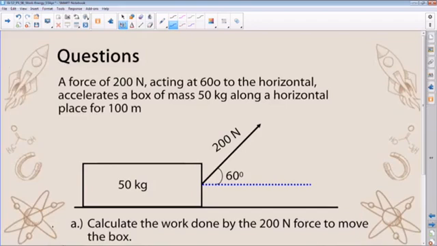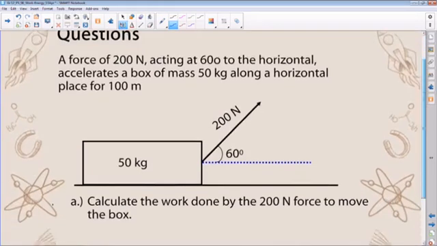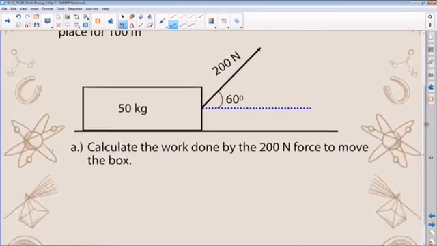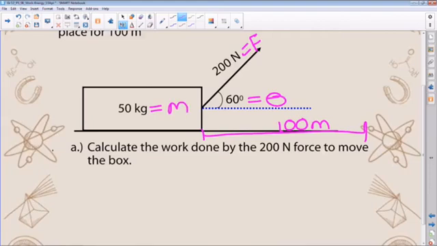So we have a 200 Newton force acting at 60 degrees, and we know, and I'll write it into the diagram, that the box moves 100 meters. So that's quite important. Now they say to us, calculate the work done by the force. Well, I know F, it's the 200 Newton force. I know theta. I have a mass, but for work at this point, the mass isn't important. And of course, the 100 meters is delta x.